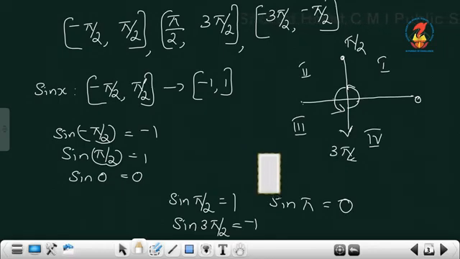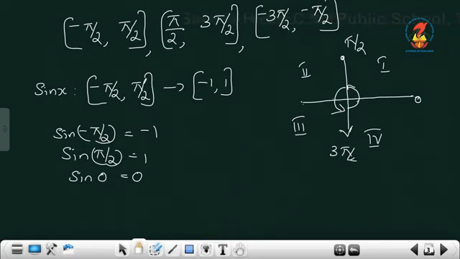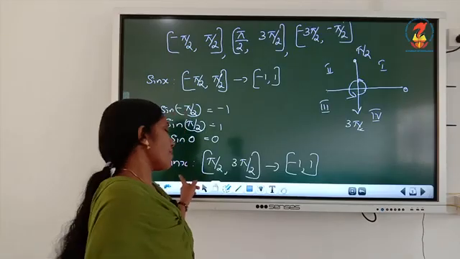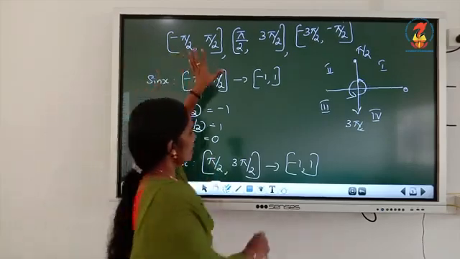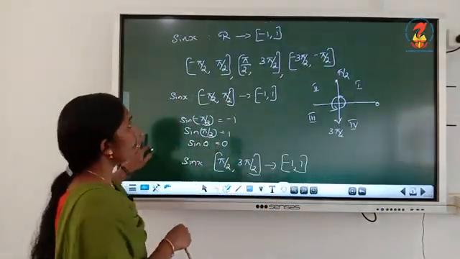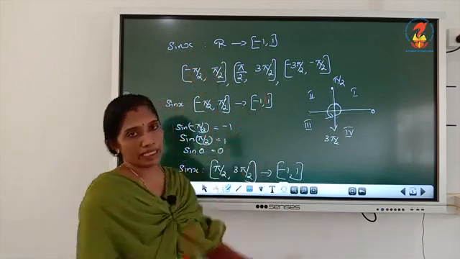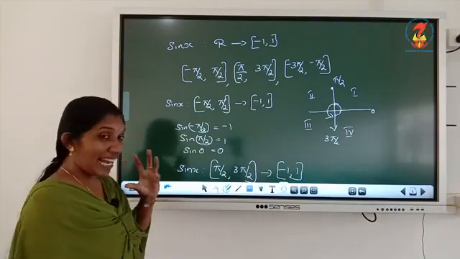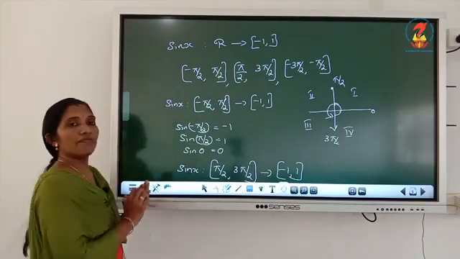So again, sine function from which interval? Sin x from pi by 2 to 3 pi by 2 to minus 1, 1. That is also a 1-1 onto function. So there also we get an inverse of this function. So like this we get so many subintervals. We can divide R into so many subintervals. Corresponding to each subinterval we get a branch of the sine inverse function.